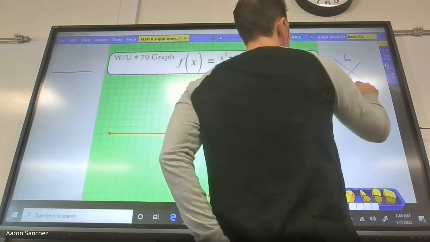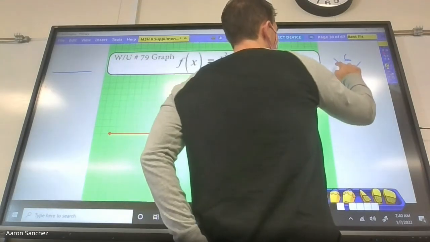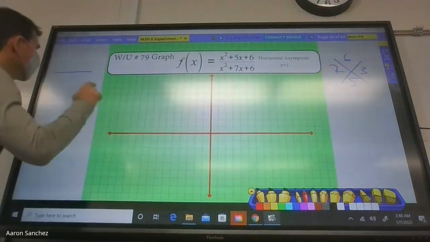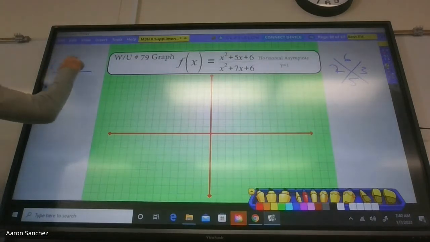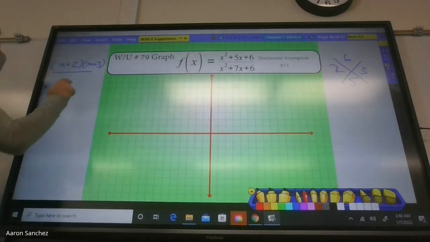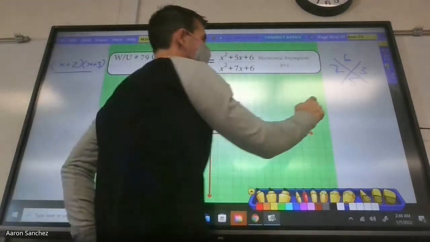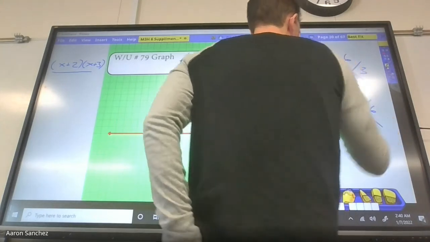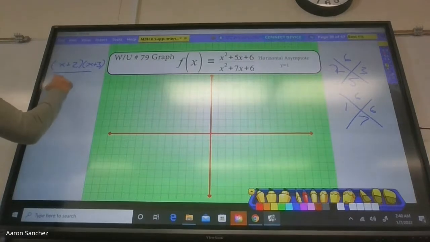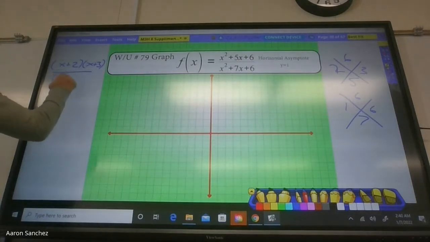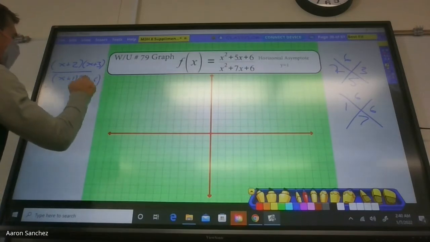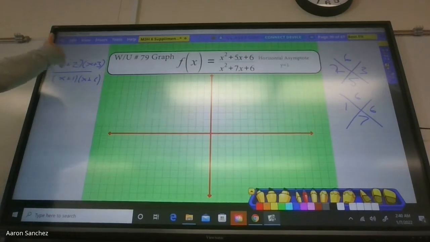Let's do 6 and 5, right? So we got 2 and 3. Is there a hole? I don't think there is. X plus 2 times x plus 3. Do you guys get that for the numerator? And then this one, we got 6 and 7, 1 and 6. This will be x plus 1, x plus 6. So James, there's nothing to cancel out. So no holes.